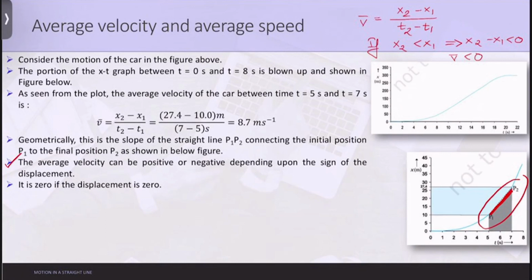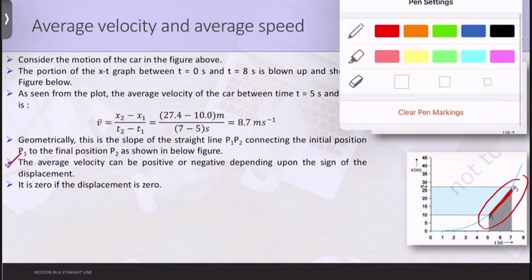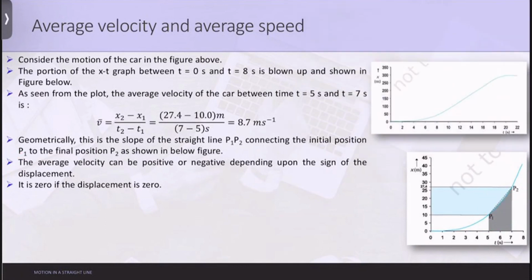Quite evident. If the sign of the displacement is positive, then this will be positive. If it is negative, then this will be negative. Fine. And if the displacement is 0, that is, if delta x or x2 minus x1 is 0, then the velocity will also be 0.